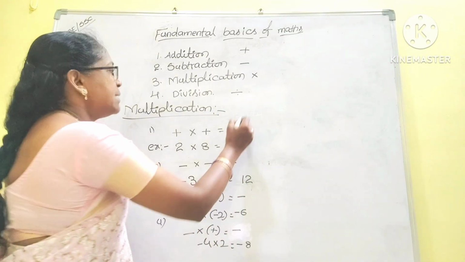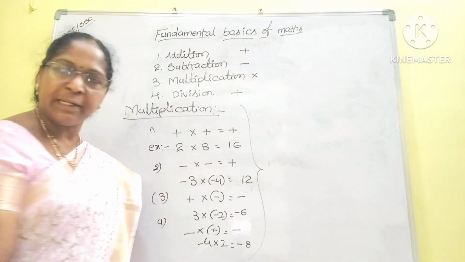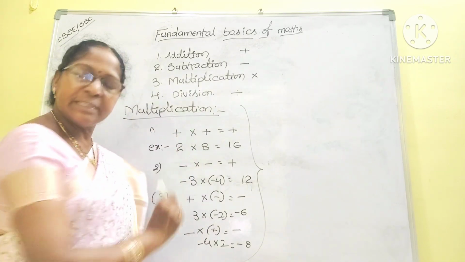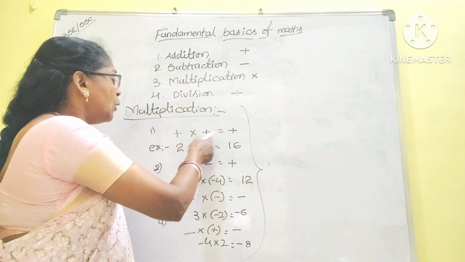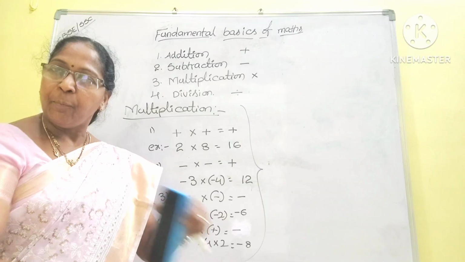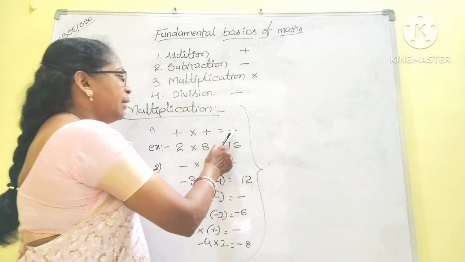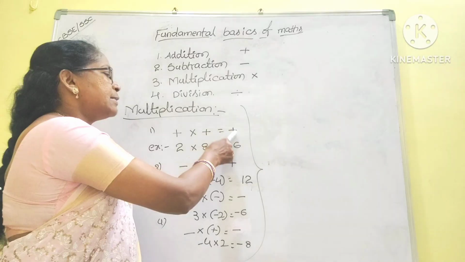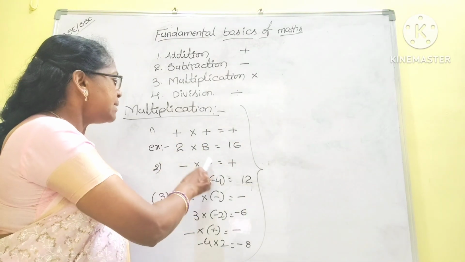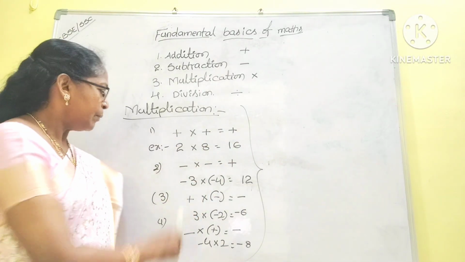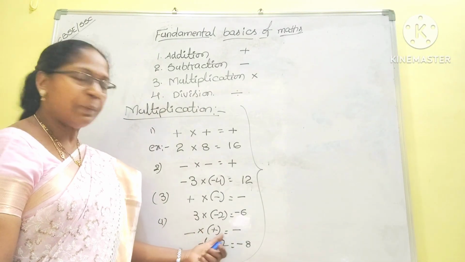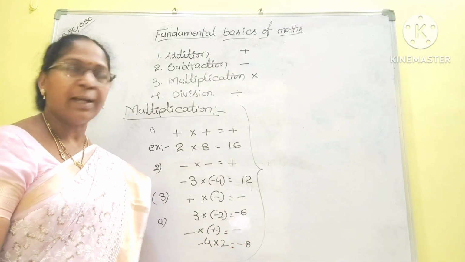These are the basic concepts in multiplication. How can you remember? If both the symbols are same, either positive or negative, in the multiplication, then you will get plus sign or positive sign. Plus into plus, plus. Minus into minus, plus. Plus into minus, minus. Minus into plus, then also we get minus.